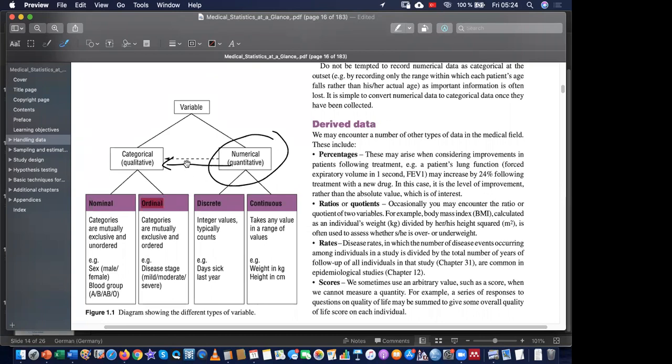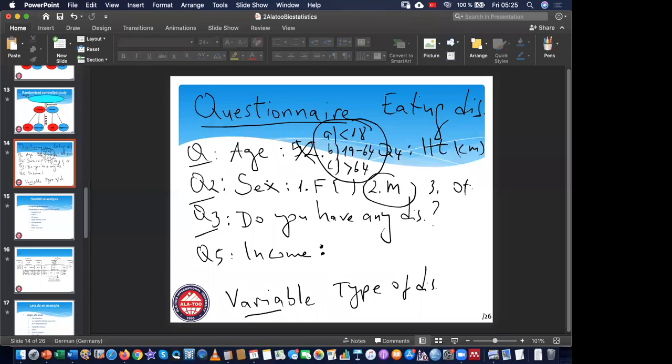But be careful. There is an arrow from numerical to categorical, but it's not possible to convert it back. Once you have categorical data, you cannot convert it back into numerical. When you ask my age in categories and I select B, I tell you that I am in between. You are not able to tell my exact age anymore.